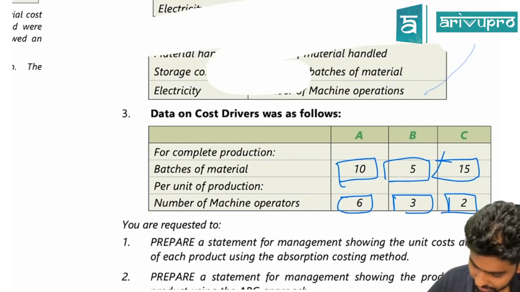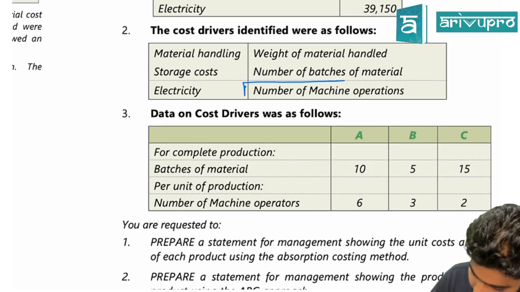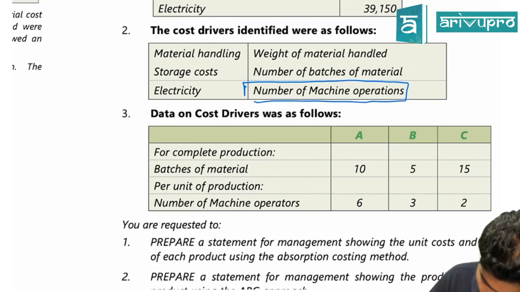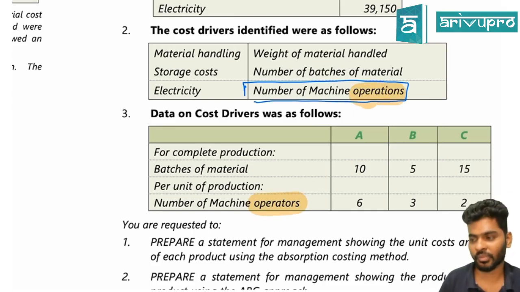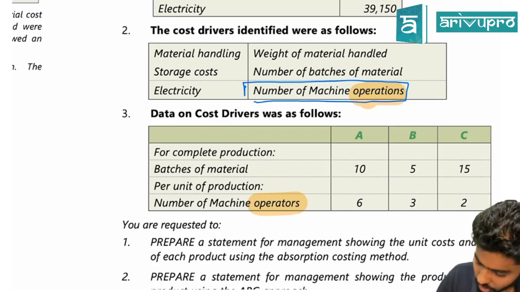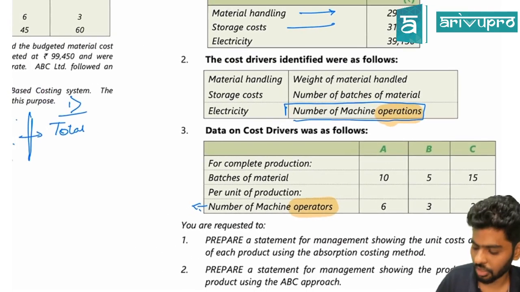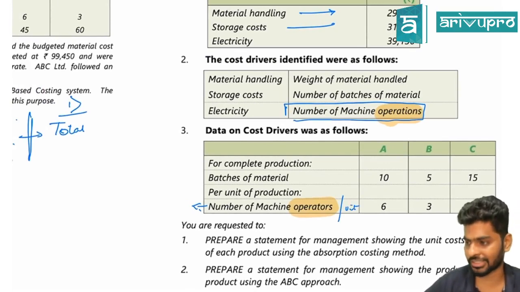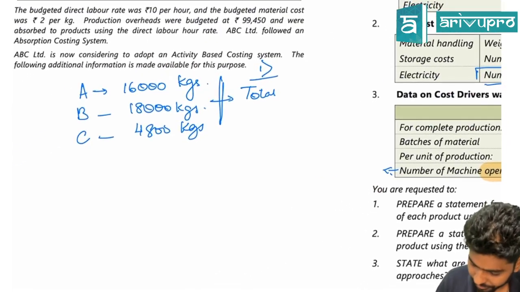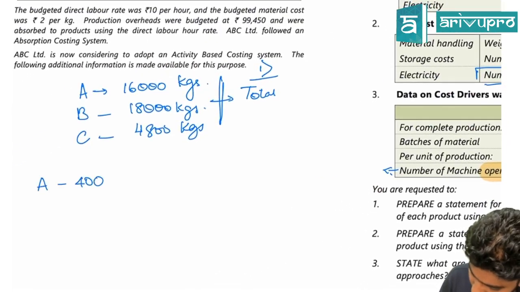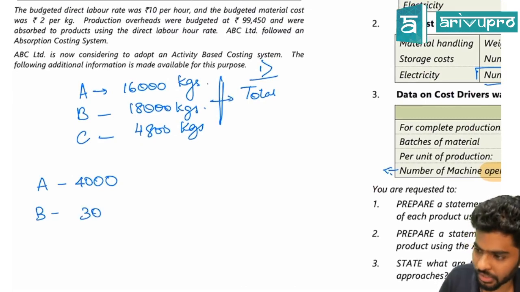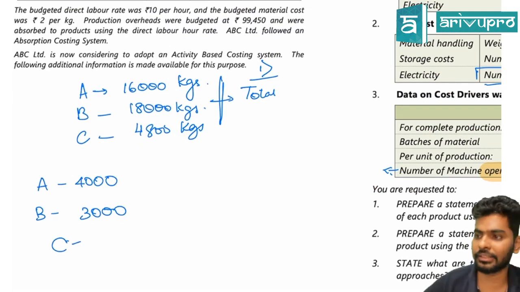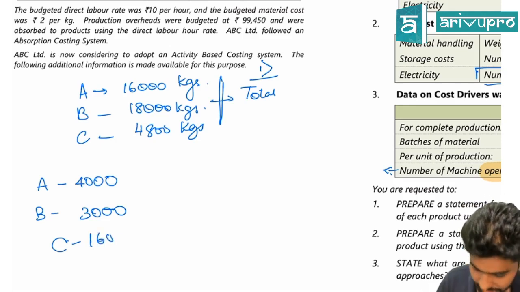Now see here, everyone carefully look into it. What is this? And what is this? Are these both the same? Now, when I say number of machine operators, if nothing is given, we try taking it on a per unit basis. When I say per unit, see here, A requires 4000 units, B requires 3000 units, C requires 1600 units.